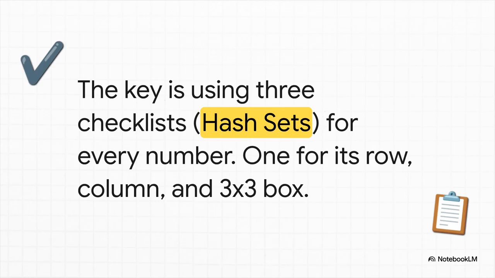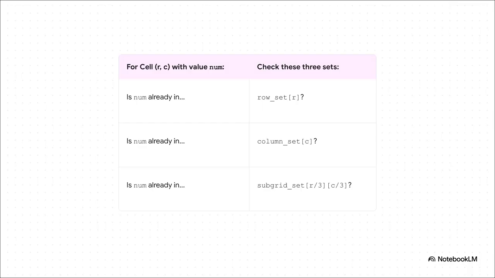But here's the clever part. For every single number we look at on the board, we actually have to check 3 things at the same time. Is this number unique in its row? Is it unique in its column? And is it unique in its little 3x3 box? So here's how it works. We create a whole bunch of hash sets, one for every row, one for every column, and one for every 3x3 box.